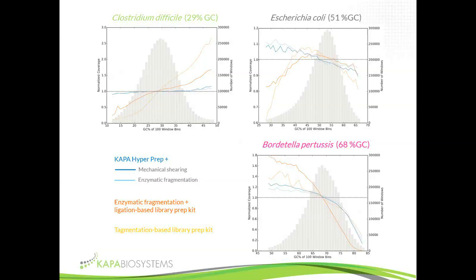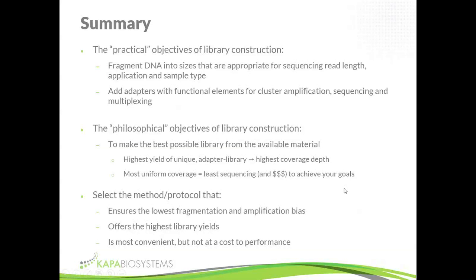And so in summary, we asked the question in the beginning, what are the objectives of library construction? In a practical or physical sense, library construction means we have to fragment DNA and get adapters on them in some way or another, so that we can do cluster amplification, sequencing and multiplexing. The more philosophical objective is that we have to make the best possible library we can. That means the library that has the most unique fragments in it, so that you have the highest coverage depth. But it also means the library that has the most uniform coverage, so it has a similar number of unique fragments covering every single position, so that you can do the least sequencing to achieve your goals.